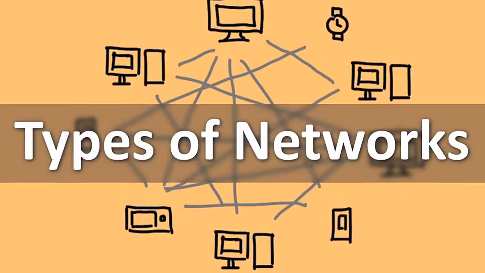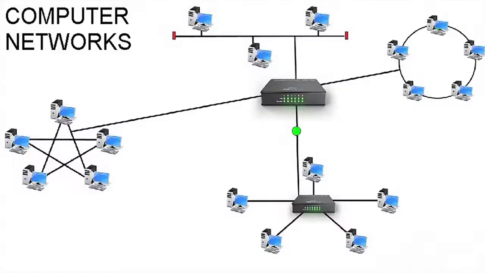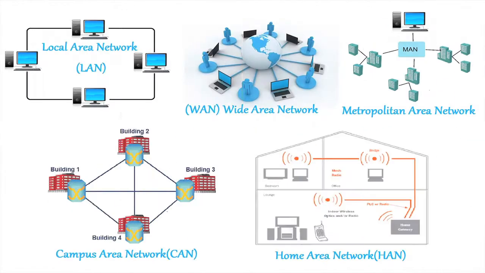Let us discuss about the types of network. The ways in which different networks can be classified are their size, capabilities and the geographical distance they cover. Different types of networks provide different services and require different components to function properly.